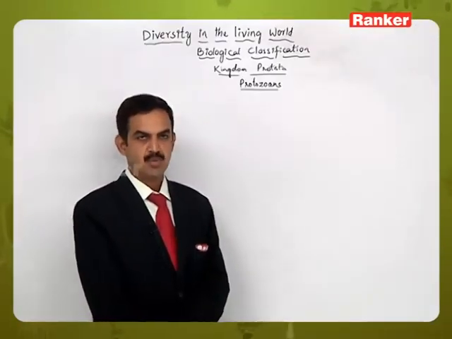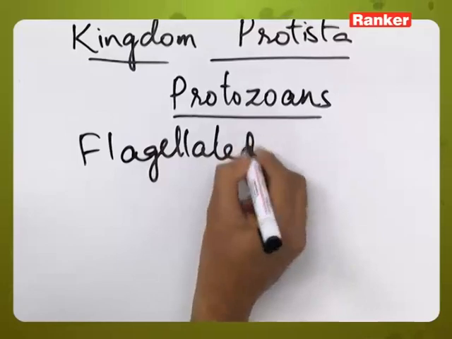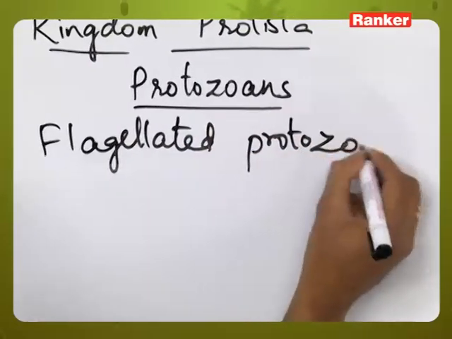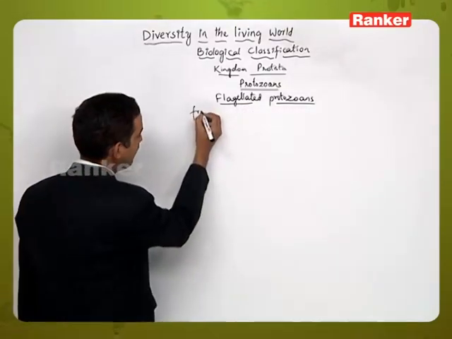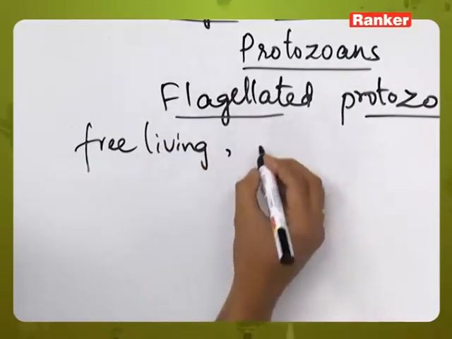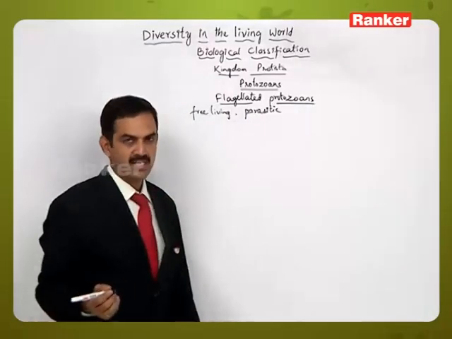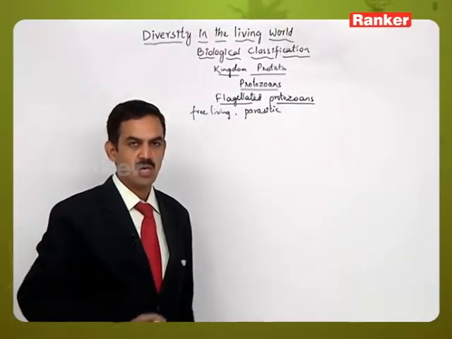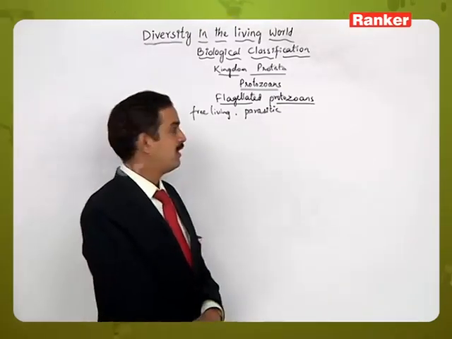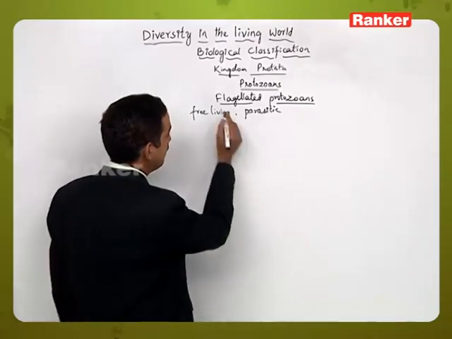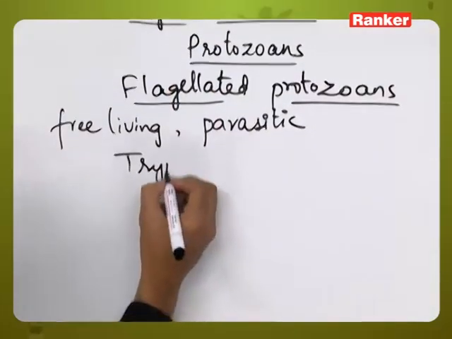Next, the second group are the flagellated protozoans. These flagellated protozoans are either free living or some of them exist as parasites, that is, parasitic on the host organism, and sometimes they may cause disease to the host in which they take their habitat. This type of nature is called parasitic nature, and some of the organisms belonging to the flagellated protozoans are like trypanosoma.